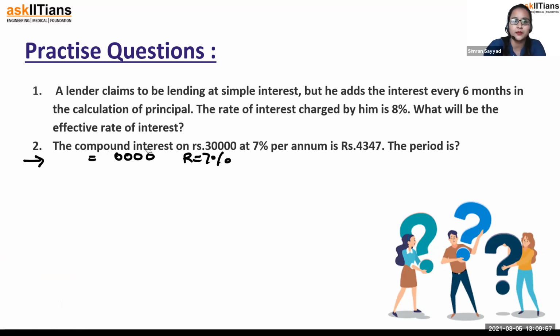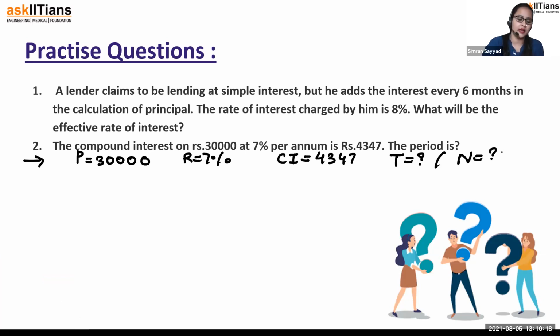On rupees 30,000 means what they have given? It is the principal amount. So the principal amount is 30,000. The compound interest given here is 4347, and you have to calculate the time, or the n. So simply we are going to put it in the formula. So which formula will we use? The amount formula: A is equal to P into bracket 1 plus R upon 100 raised to T.